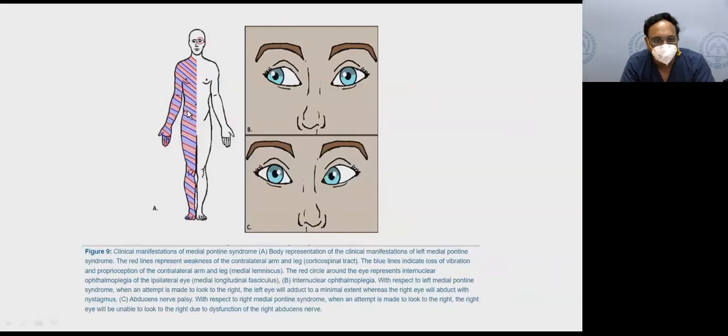In the medial pontine syndrome, you have internuclear ophthalmoplegia on the same side, loss of joint position sense, and also weakness on the opposite side.